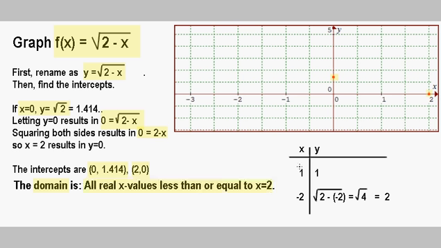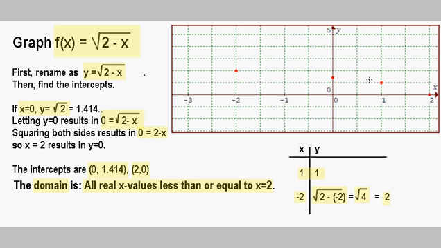So we can pick x equal 1. That's a nice value to plug in because we get a nice easy square root of 1, which is 1. We also pick x equal negative 2. That's also a nice value, because when we plug in negative 2 for x, we get y equal the square root of 2 minus a negative 2, which is the square root of 4. And that equals 2. So we have the points 1, 1 and negative 2, 2, and then we plot them. And here are our points plotted. Here's 1, 1 and negative 2, 2.